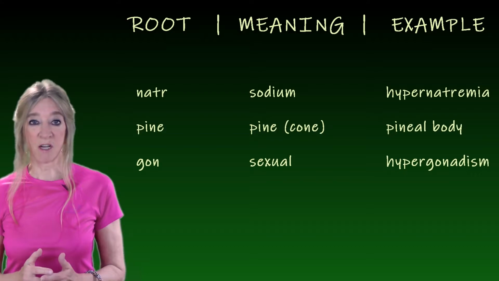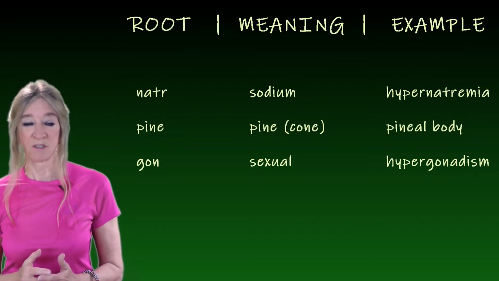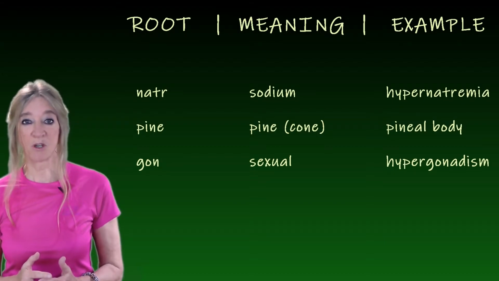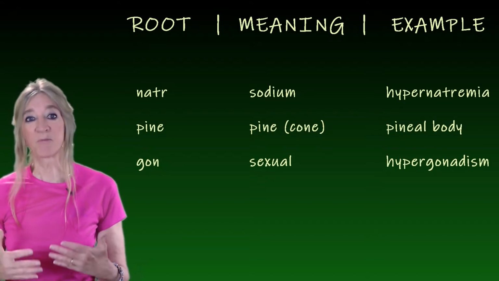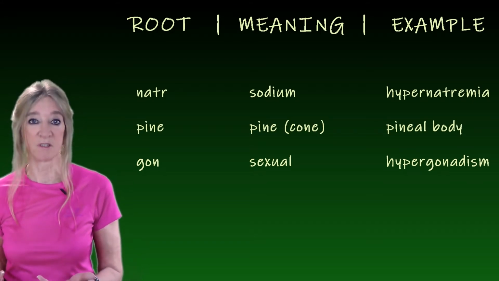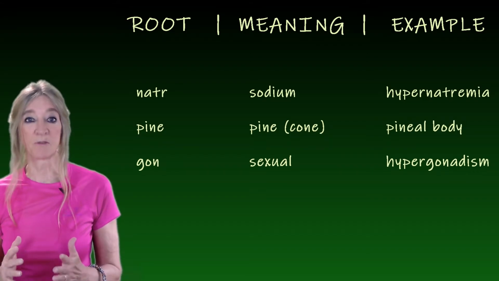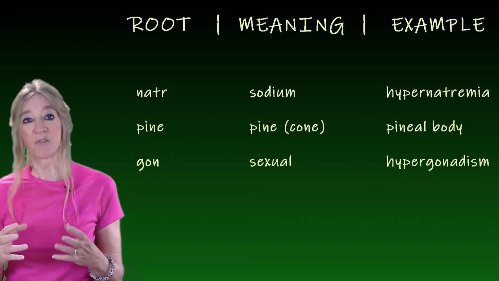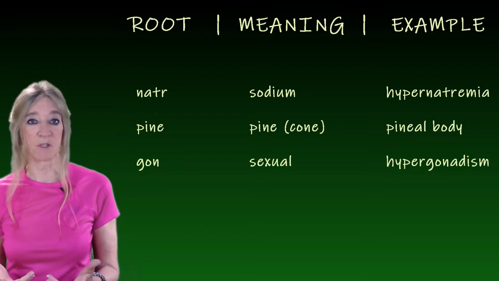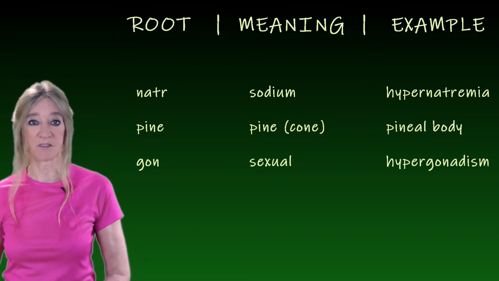The next root, gon or gen, meaning sexual. An example, hypergonadism, which is excessive production of sexual hormones, androgen or estrogen. And another medical example with that root, of course, is gonads, which are the organs that secrete these hormones, ovaries in females and testes in males.